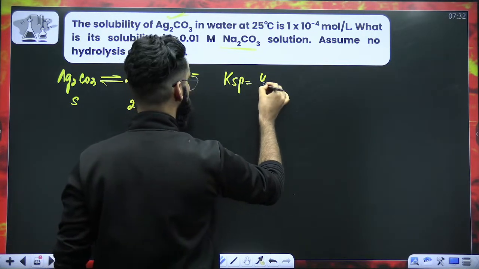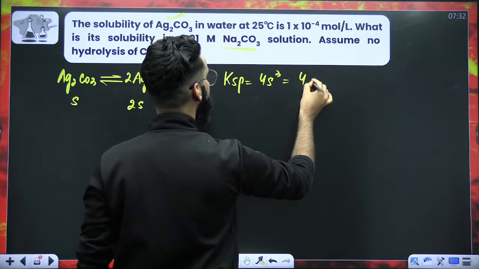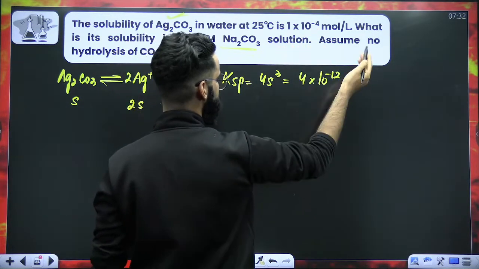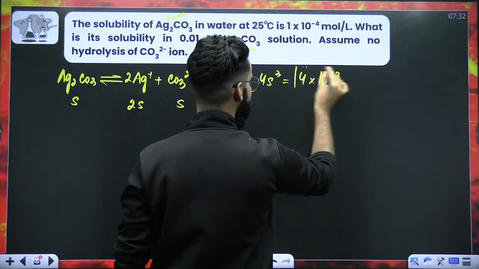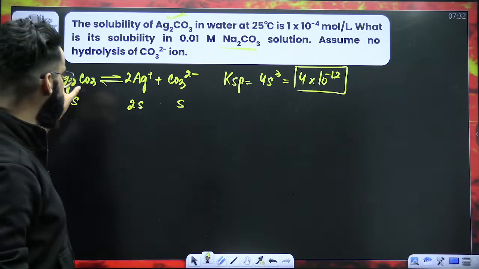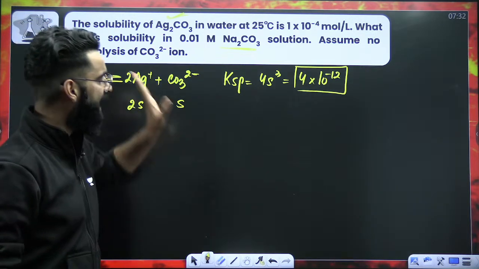KSP value will be 4S cube. So it's going to be 4 into 10 raised power -12, since S is 1 into 10 raised power -3. So this is the KSP which you got. Since the solubility of Ag2CO3 in water is given, by that I calculate KSP.